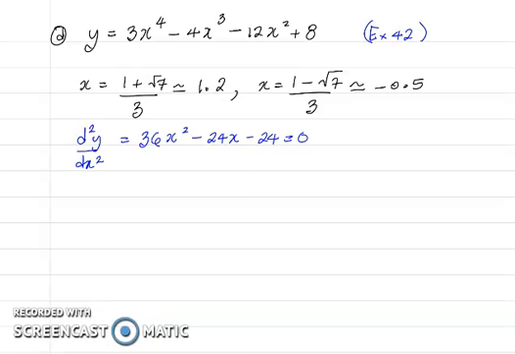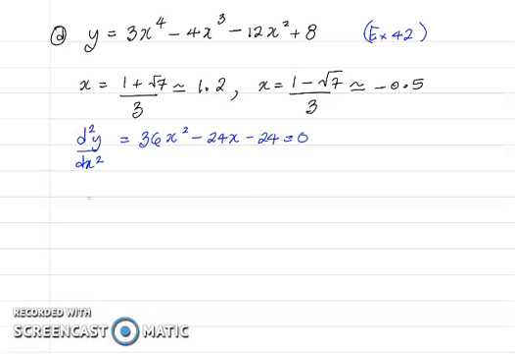And the values of x are x is equal to 1 plus the root of 7 over 3, which is approximately 1.2, and x is equal to 1 minus the root of 7 over 3, which is approximately minus 0.5. d2y by dx squared is equal to 3x squared minus 24x minus 24. All right. So now that we have the values of x for which d2y by dx squared is equal to 0, now we need to determine the values of y.